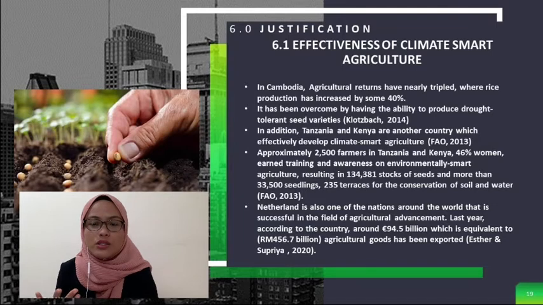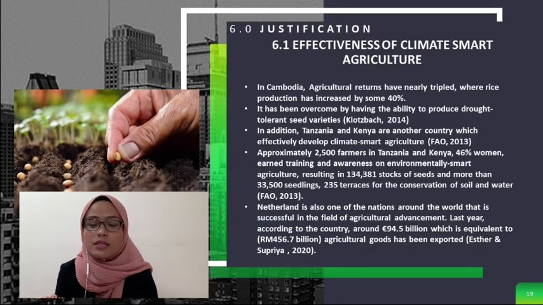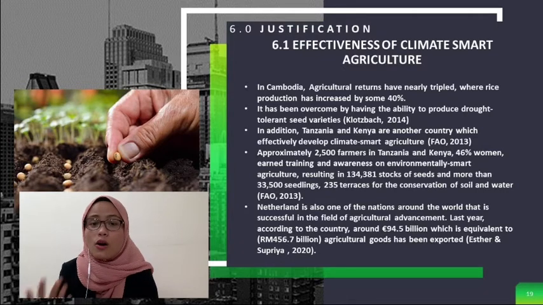So we will continue with the justification. For the justification, firstly is about climate change. We will see the predicted outcome for the implementation of climate smart agriculture. There are many countries that successfully implement this system or methods in their agricultural practices. The first country is Cambodia.